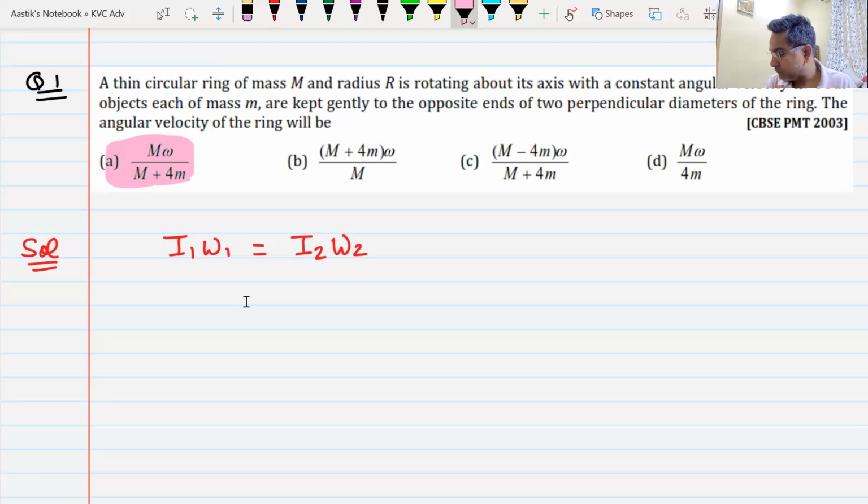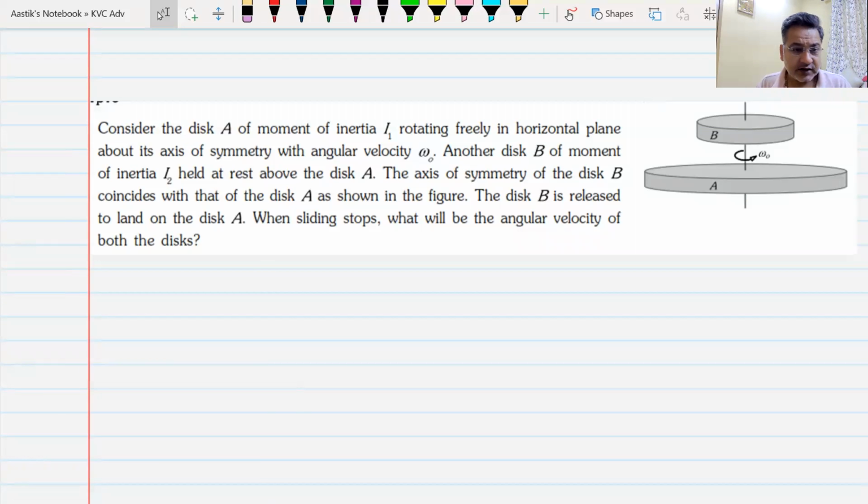This is the next question in line. Consider a disk of moment of inertia I1 rotating in a horizontal plane about its axis of symmetry with an angular velocity omega naught. Another disk of moment of inertia I2 is at rest about the disk A, and the axes of symmetry coincide. The disk B is released to land on disk A.